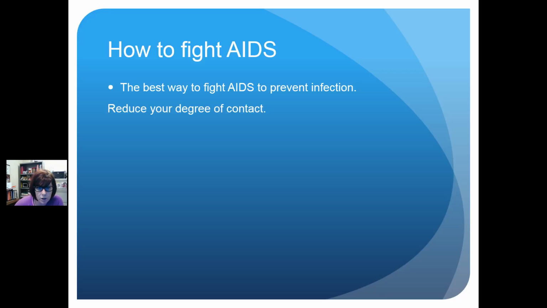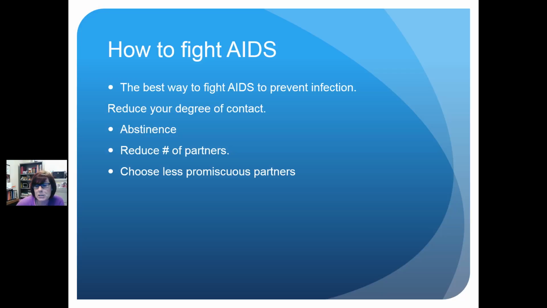So with HIV, you need to reduce your degree of contact with individuals. Since it's most commonly sexually transmitted, the only true way to protect yourself is to be abstinent, which means no sexual contact at all, oral, anal, or vaginal. Reduce your number of partners. Yes, but there are plenty of people who thought they were in monogamous relationships that ended up being HIV positive because who they thought they were being monogamous with wasn't being monogamous. Choose less promiscuous partners.